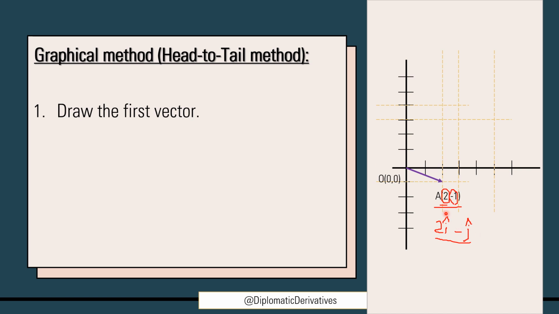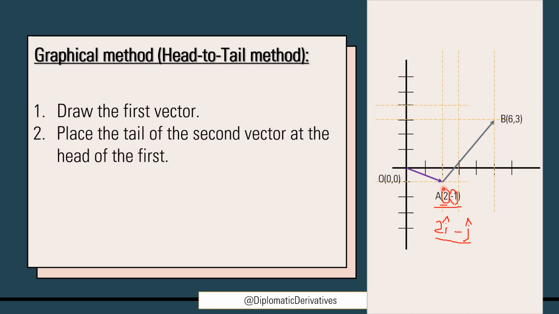In the head to tail method, the first step is to start the vector from the origin towards the point. The point here is 2, minus 1, so 2 on the x-axis and minus 1 on the y-axis brings us to the fourth quadrant. Here we have the vector. Step number 2: the second vector will be placed on the tail. The tail of the second vector is placed on the head of the first vector. So it's like continuing.